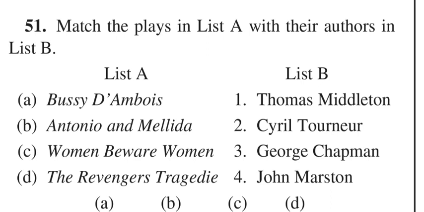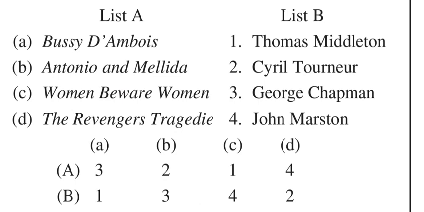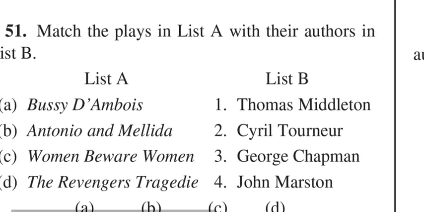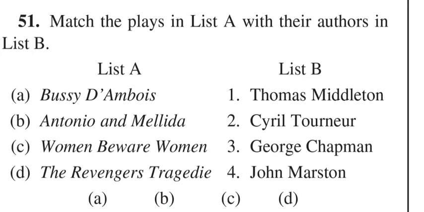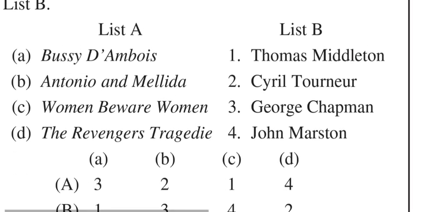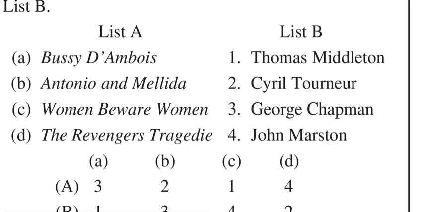Match the plays in list 1 with their authors in list B. List A is saying Bussy d'Ambois, Antonio and Mellida, Women Beware Women, The Revenger's Tragedy; Thomas Middleton, Cyril Tourneur, George Chapman, John Marston. What is the correct answer? 51. The correct answer of 51 will be A, that means Bussy d'Ambois.